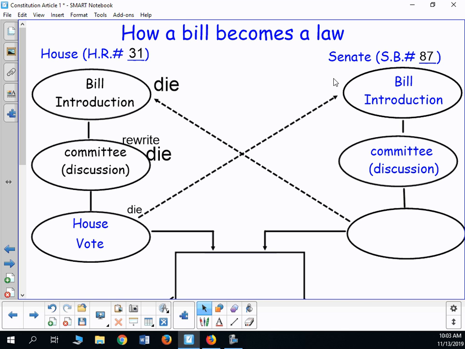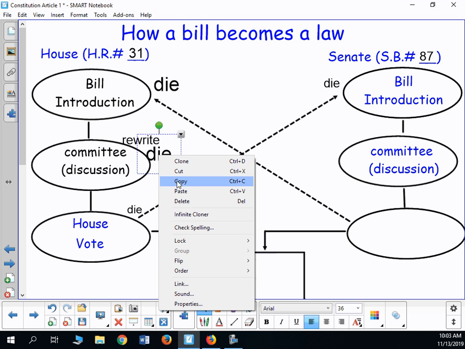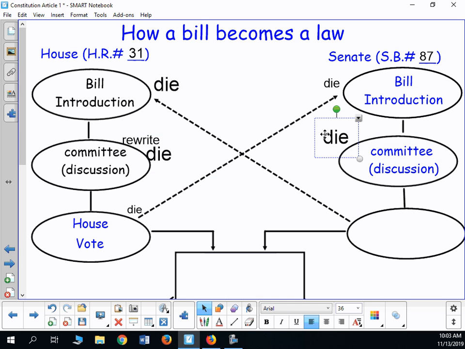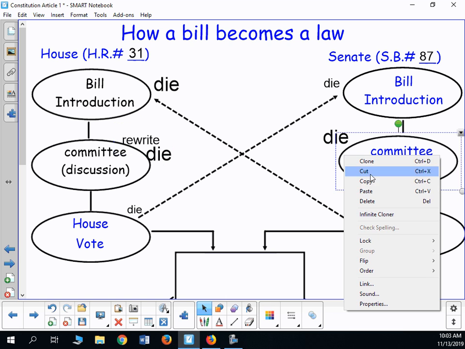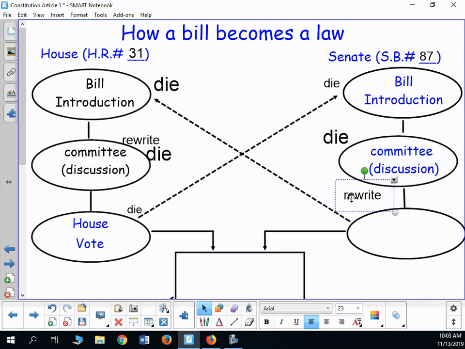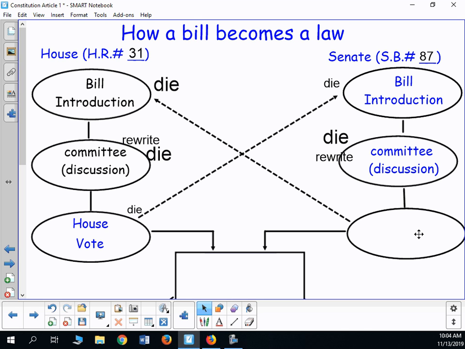Now, again, it can die right there, and it's done if it does. Or it can go to committee. They do the same process. The Senate has a bunch of committees as well. They can also kill it. They can also rewrite it. So both can still happen here. Now, if they decide they like it, and they've rewritten it, they can move it on to the Senate floor.